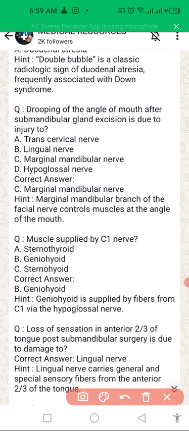Next one is a muscle supplied by C1 nerve. Geniohyoid muscle is supplied by the fibers of C1 via hypoglossal nerve. These are very important nerve roots to memorize from an examination point of view. Dropping of angle of the mouth after submandibular gland excision is due to injury of which nerve? Injury of marginal mandibular branch of facial nerve controls and causes dropping of angle of the mouth.